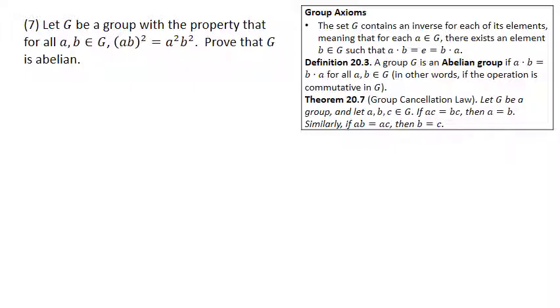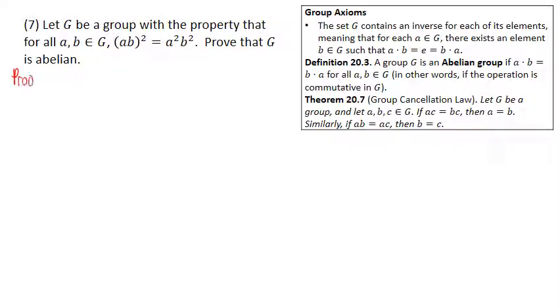Okay, so let's look at number 7. Let G be a group with the property that for all A, B in G, (AB) squared equals A squared B squared. Prove that G is abelian. Over here on the right, I just put the things that might be relevant here. If you forgot what abelian means, that's over there as well. Okay, so let's go ahead and do this.